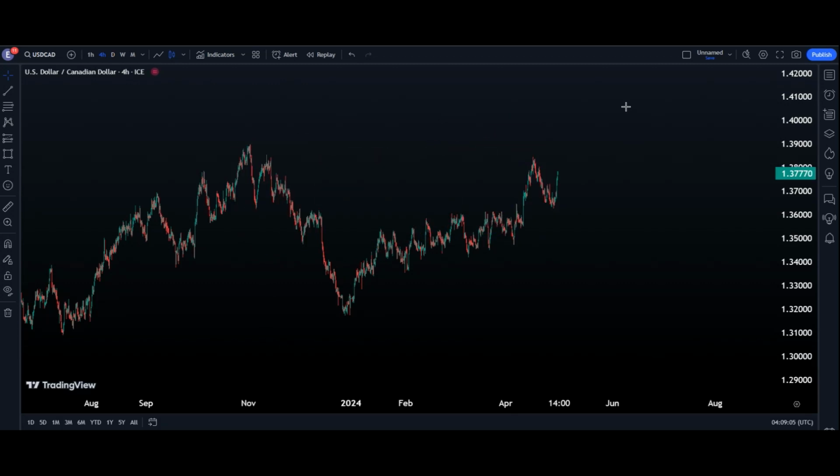This is the US dollar Canadian dollar 240 minute chart. Let's see together where our support is, where our resistance is, and what will happen in the next days.